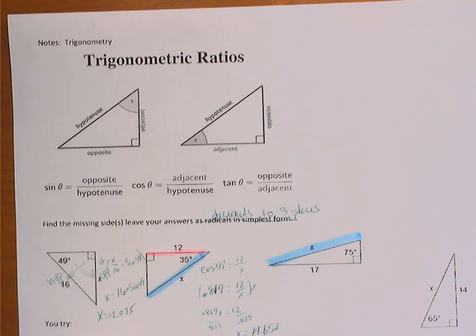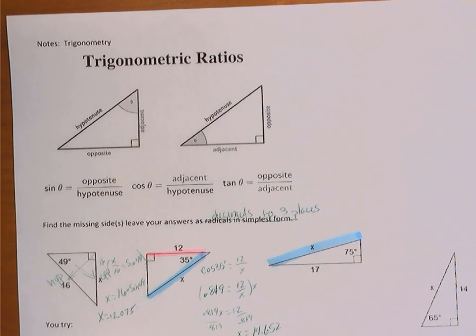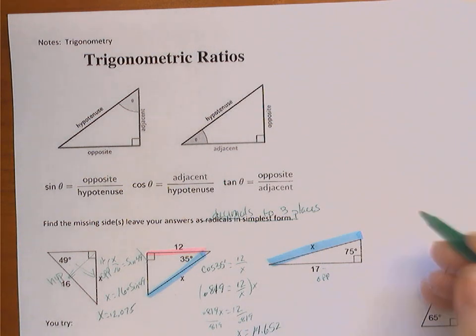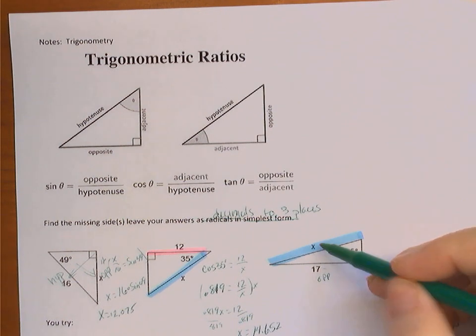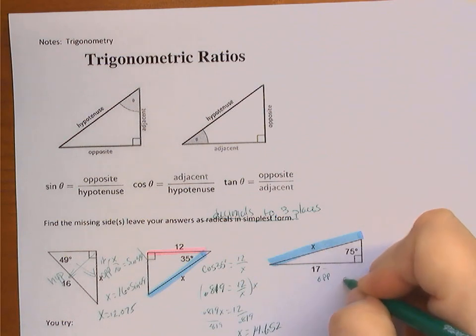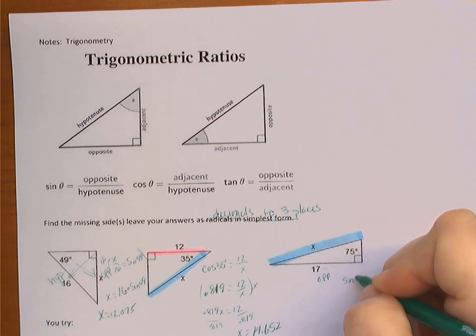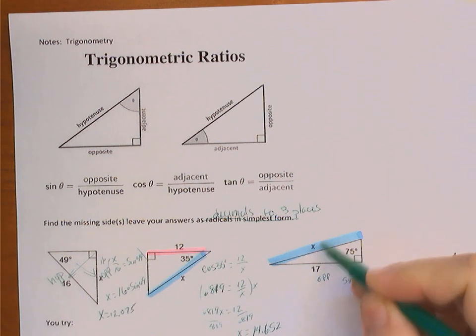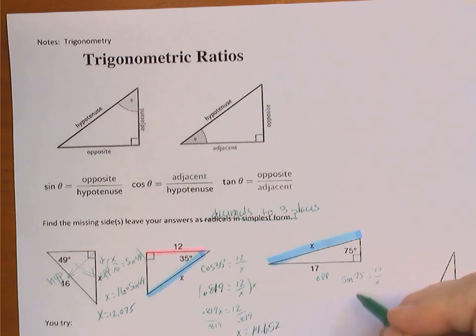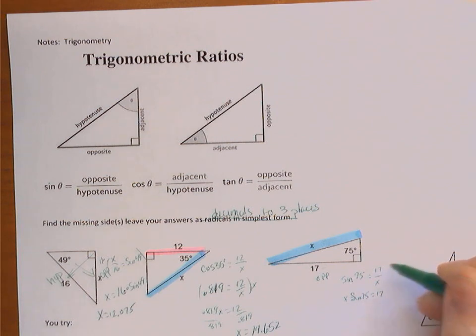So again, looking at my pieces here, I have my hypotenuse in blue. This is the opposite side. So this is going to be opposite over hypotenuse, which is my sine function. So the sine of 75 degrees is equal to the opposite, 17, over the hypotenuse. So I'm going to get x times the sine of 75 is equal to 17, right?